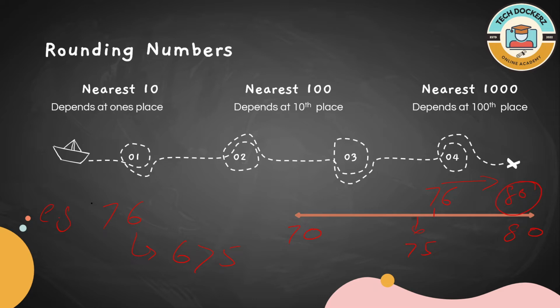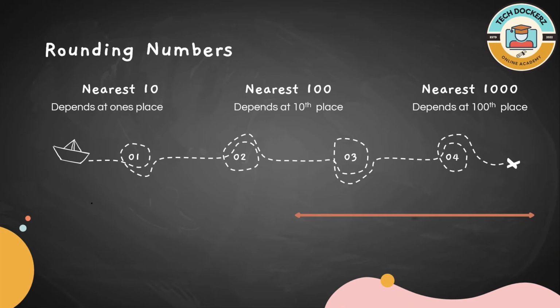All right. Or we can say if the place value of the ones place is greater than 5, the tens place will increase by 1, which will become 8, and the number itself will increase by 10, which is 80. All right. So both the definitions are correct.